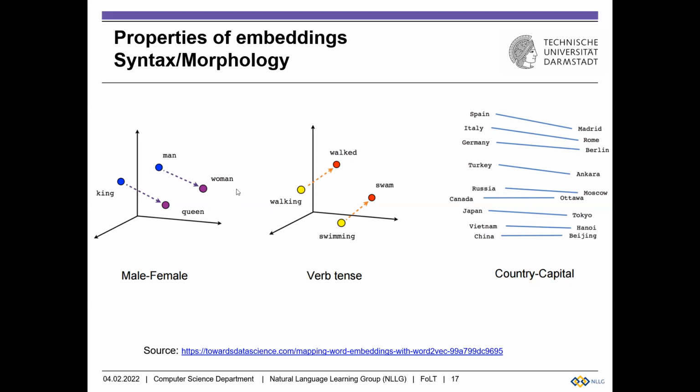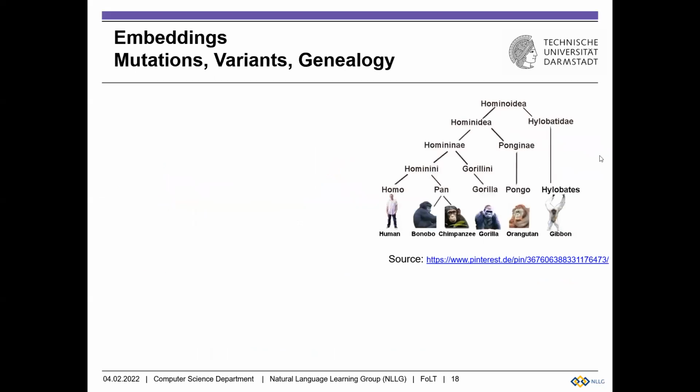We also see this when, for example, we look at cases like male-female, where king and queen have the same distance to each other as men and women. Or we have many cases of a country and its capital. They stand in a similar geographical relation to each other in the vector space as many other instances of countries and capitals, such as Italy and Rome, Germany and Berlin.